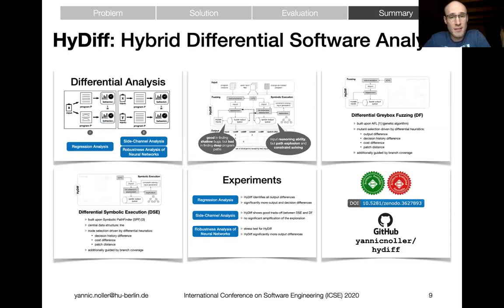All right, so this was a very brief introduction to HyDiff. If you want to get more details, please check out our paper and also our artifacts. They have been evaluated and they are available online on GitHub.